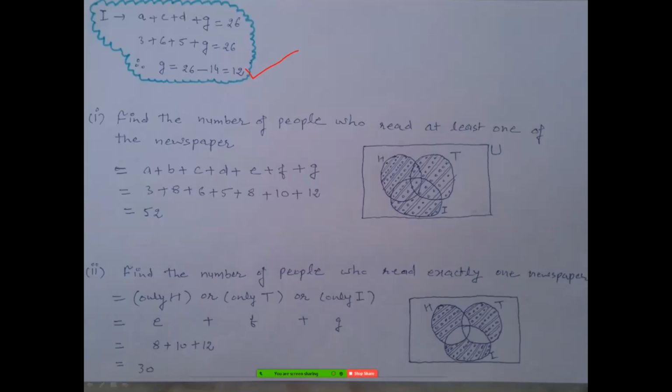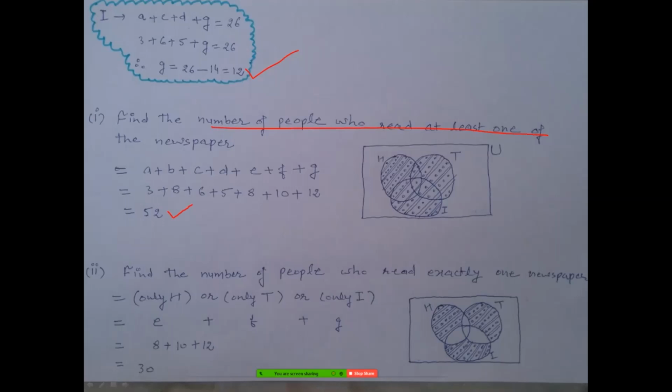So what is the first part? Find the number of people who read at least one of the newspapers. So A plus B plus C plus D plus E plus F plus G. The value of A is 3, B is 8, C is 6, D is 5, E is 8, F is 10, G is 12. Putting all these values, the summation is equal to 52, the final answer. The number of people who read at least one newspaper means adding all these values.